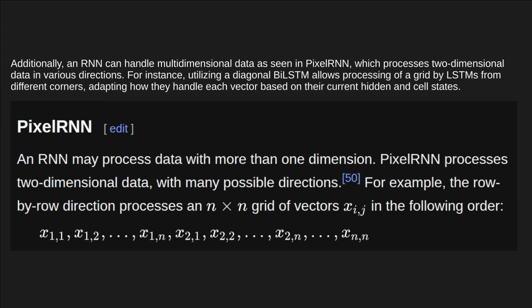Additionally, an RNN can handle multidimensional data, as seen in Pixel RNN, which processes two-dimensional data in various directions. For instance, utilizing a diagonal BiLSTM allows processing of a grid by LSTMs from different corners, adapting how they handle each vector based on their current hidden and cell states.